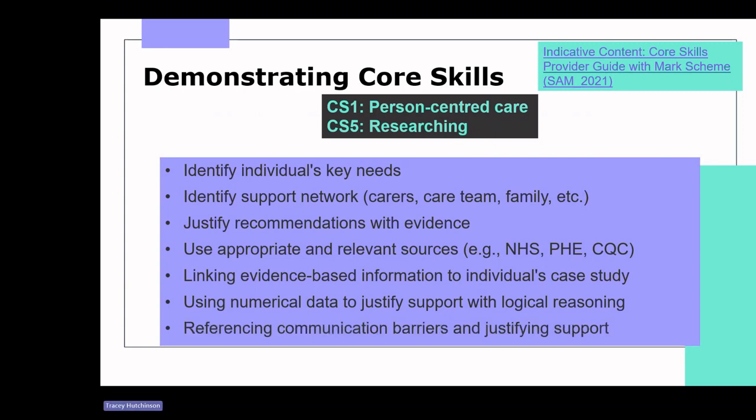And reference communication barriers and justify any support required. It is important to understand communication barriers within health and how communication and support provided may need to be adapted or additional considerations considered when providing support. This will help to justify the support when referencing potential communication barriers.